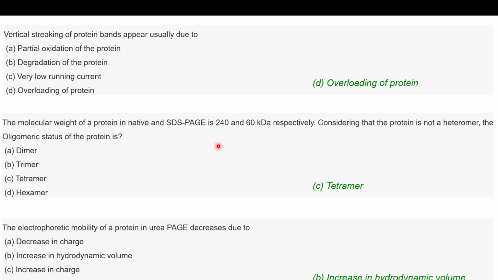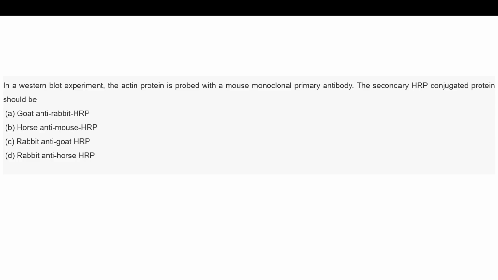Okay. Oh, sorry. So the electrophoretic mobility of a protein in urea PAGE decreases due to the unfolding. Yes, it increases because the protein is unfolding. Okay, increase in hydrodynamic volume.